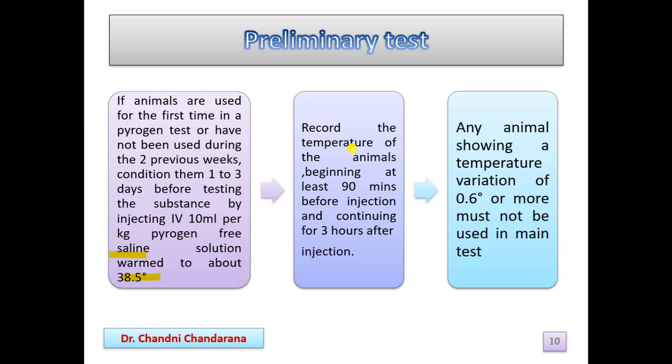Then record the temperature of the animal beginning at least 90 minutes before injection and continuing for 3 hours after injection. Any animal showing a temperature variation of 0.6 degree or more must not be used in a main test. So if we observe any animal with a temperature variation of 0.6 degree, then we will not enter that particular animal into the main test.